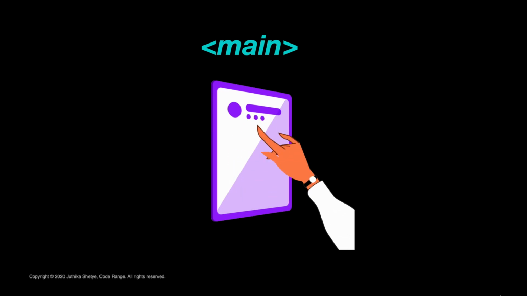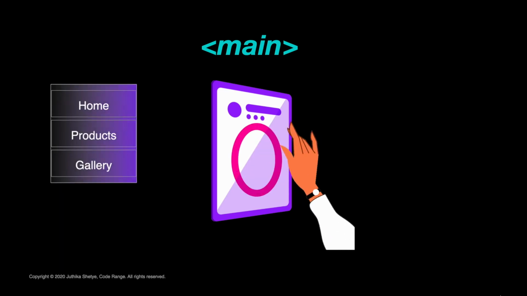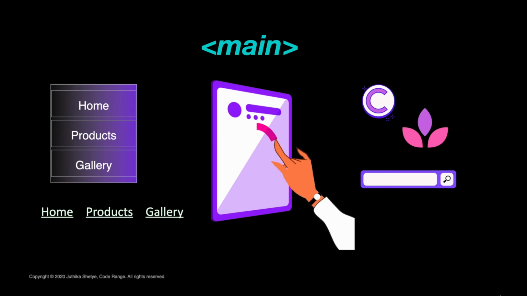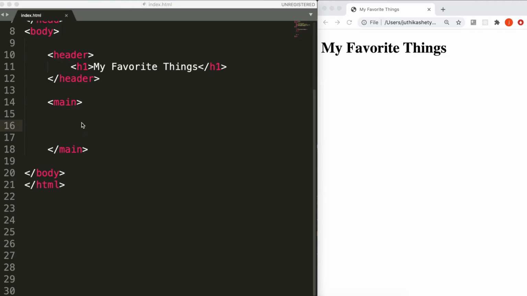The content inside the main element should be unique to the document. It should not contain any content that is repeated across documents such as sidebars, navigation links, copyright information, site logos, and search forms. Also, there must not be more than one main element in a document. The main element must not be written inside an article, aside, footer, or a header element. So let's put our second heading H2, favorite food, in the main element. Great! So now we have our header and main part on the page.